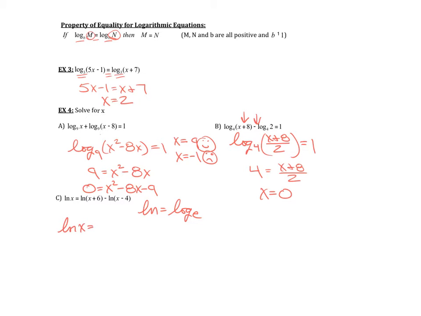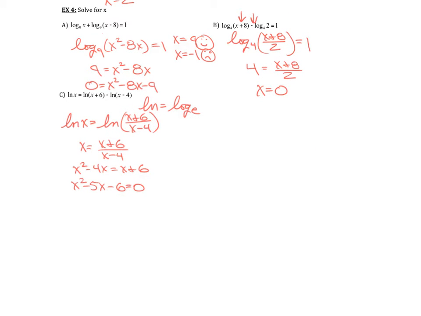Natural log of x equals natural log of x plus 6 over x minus 4. You set the arguments equal to each other. x equals x plus 6 over x minus 4. When you clear the fractions, you get another quadratic. x squared minus 4x equals x plus 6. When you set it equal to 0, x squared minus 5x minus 6 equals 0.